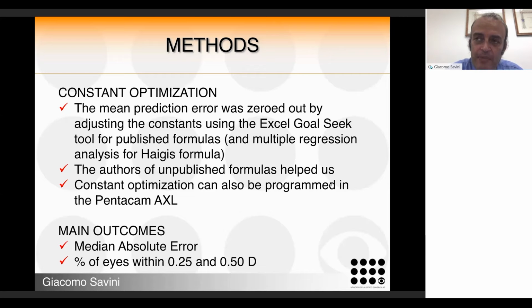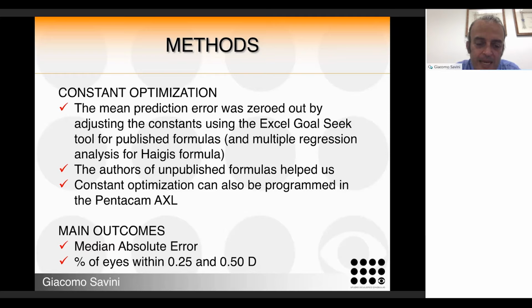For all unpublished formulas, we had to ask the authors for help because they don't give me their Excel files. And please remember that this can be done on the Pentacam AXL once you have the patience, for each patient, to enter the implanted IOL power and the 1 month post-operative refraction. Then the machine gives you the optimized A constant.